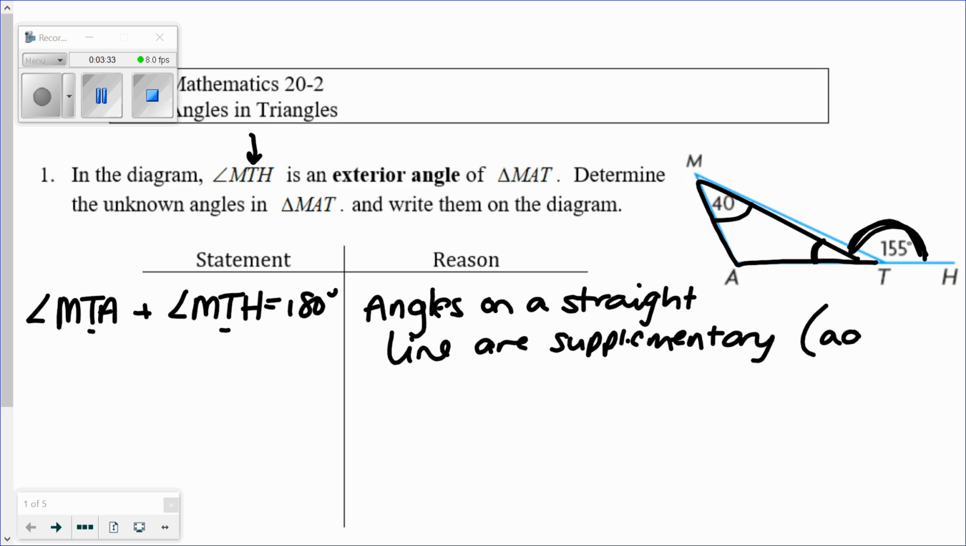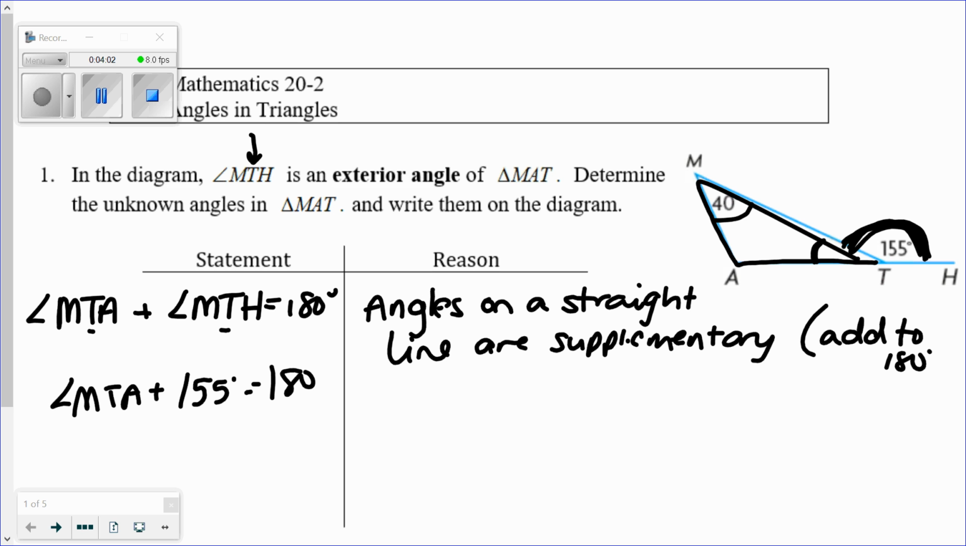That's the statement that we're going to make. So now I can math it a little bit, just substituting in pieces of information I know. I don't know right now the angle at MTA, but I do know MTH. MTH is this exterior angle, so it's 155 degrees. And so that's equal to 180. If I subtract 155 from both sides, I know that angle MTA would be equal to 25 degrees.